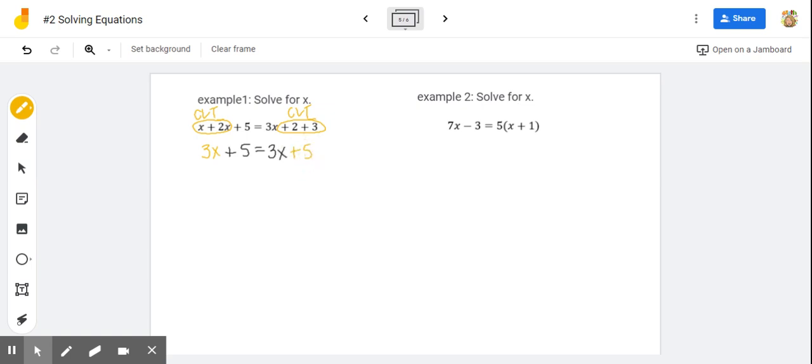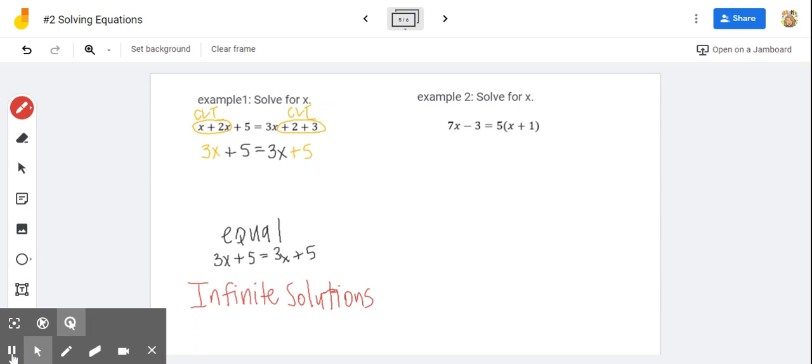Now, right from the get-go here, we can stop here because I see 3x plus 5 is literally equal to 3x plus 5. If these guys are literally equal to one another, it means we will have an infinite number of solutions.